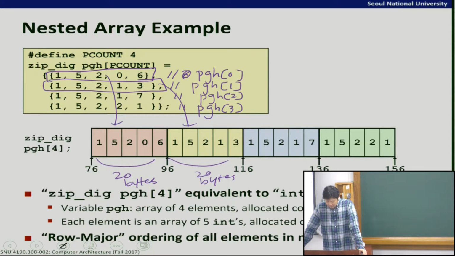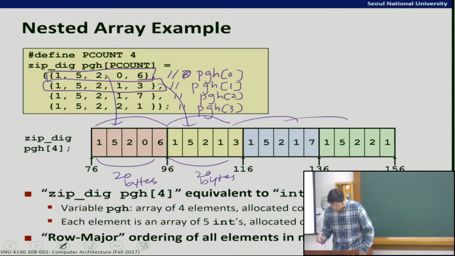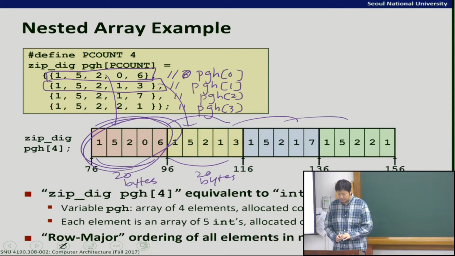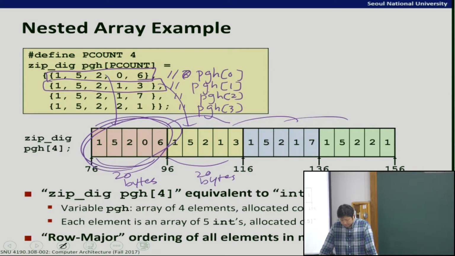And let's think about variable PGH. This one is an array of 4 elements, right? This one is kind of an array of arrays. So it actually has 4 arrays in it. And these 4 elements are allocated contiguously. Each element itself is an array of 5 integers, also allocated contiguously. Okay, so it's a very natural representation of this two-dimensional array. Again, this is row major ordering of all elements in memory.